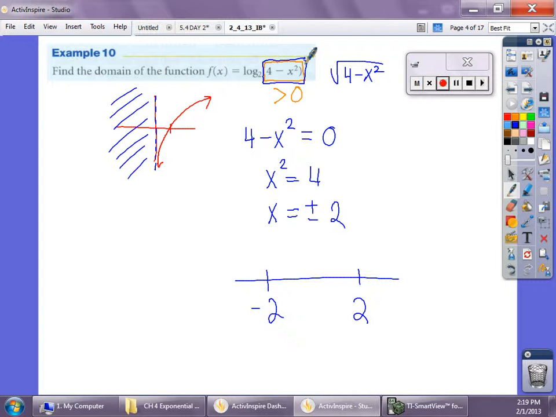So if I put negative 2 or 2 into the inside, it gives us values of 0. If I put in 0, it gives me positive values. If I put in 100, it gives me negative, and negative 100 gives me negative. And remember what we said, logs can only take positive values. So the domain becomes the values that are in between negative 2 and 2.